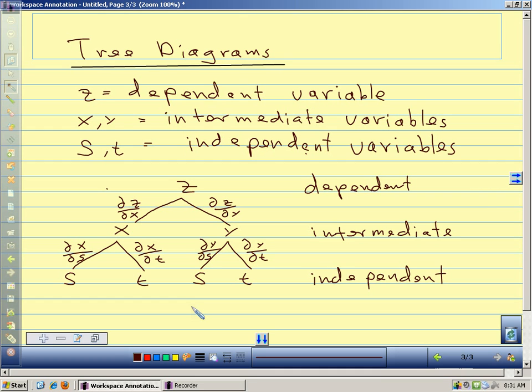Questions on our tree diagram? So if we have a function that varies with several variables, and each of those variables in turn varies with other variables, we could go as many steps as we wanted. But the tree diagram would help us keep track of how we need to put together our diagram.